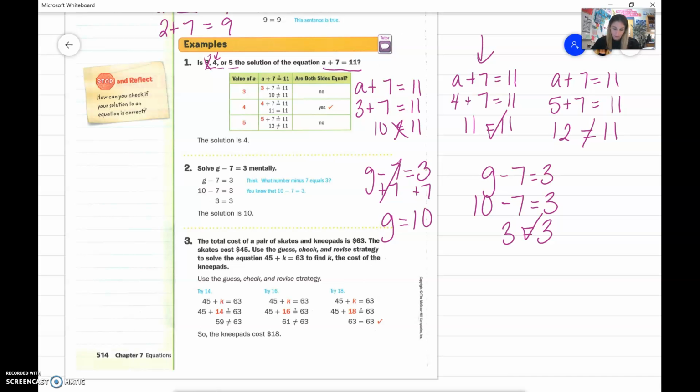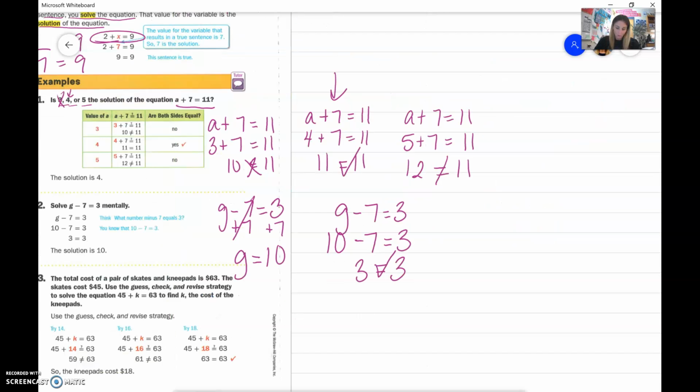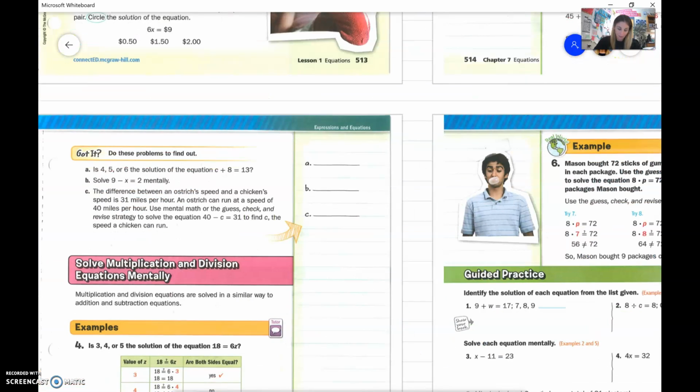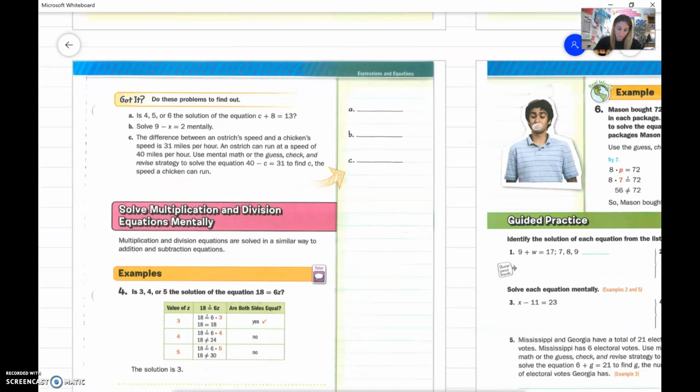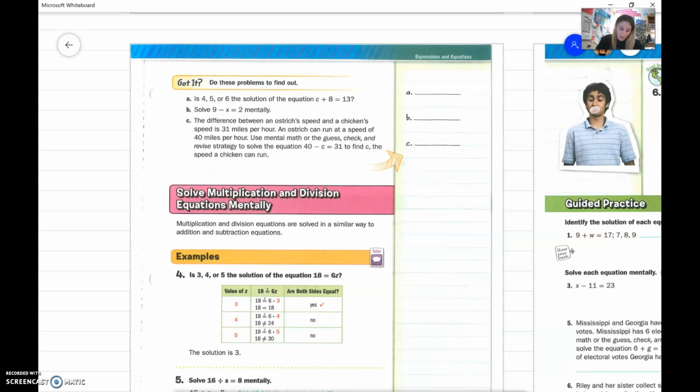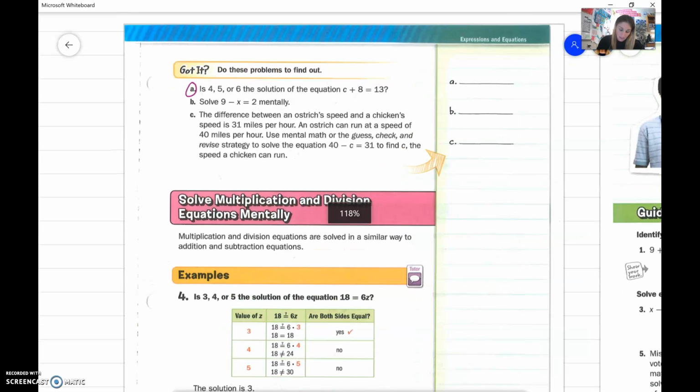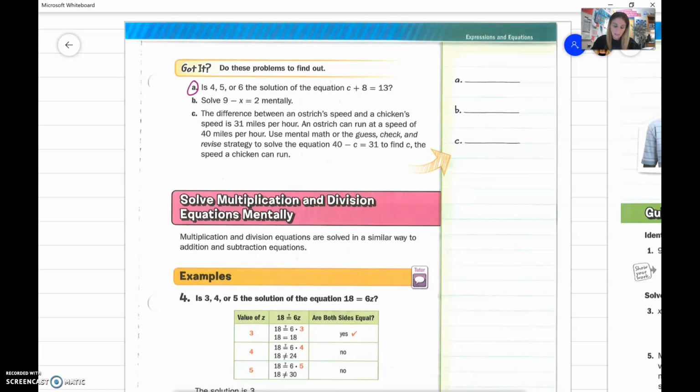Okay, we are going to skip number 3, but we're going to come over here and do some practice problems together. Okay, so make sure you have some room to work. Here's our problem. It says, is 4, 5, or 6 the solution to the equation c plus 8 equals 13? Well, let's first start with 4. 4 plus 8 equals 13. Now I'm going to solve. What's 4 plus 8? 12 equals 13. Is that equal? No. So I know it's not 4.